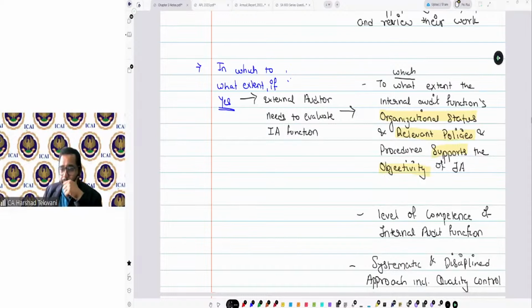Any doubt, guys? If no doubt, then let's keep it till here in the current lecture. In the next lecture, we will continue with to what extent and in which areas portion of the internal audit function, and then we'll see the rest of the topic.